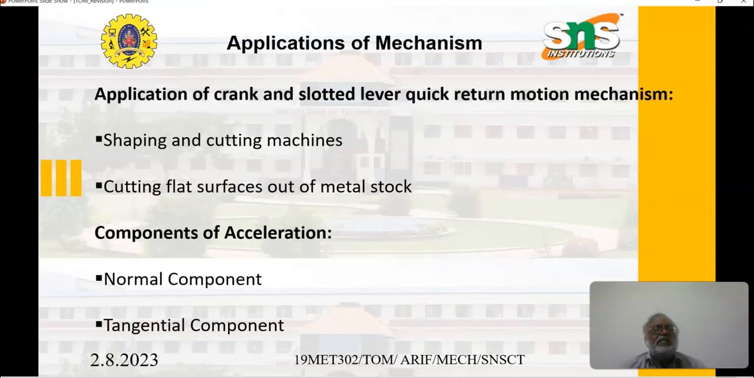There are some applications of the mechanisms. Let us discuss the application of the crank and slotted lever quick return motion mechanism: shaping machines and cutting machines, which we see in our day-to-day life, and similarly cutting flat surfaces out of metal stock. The components of acceleration are the normal component as well as the tangential component. This is for drawing the acceleration diagram.